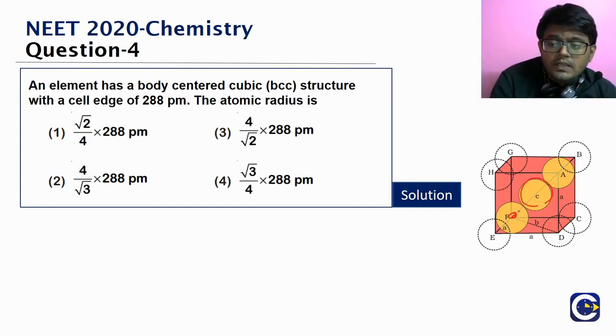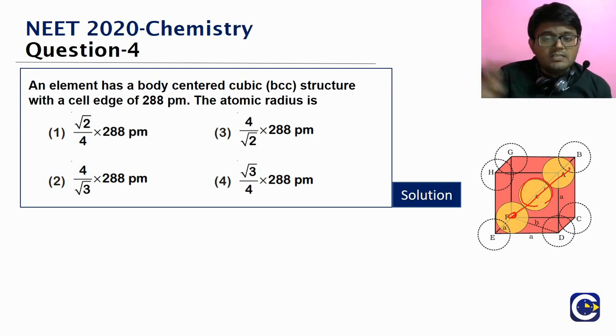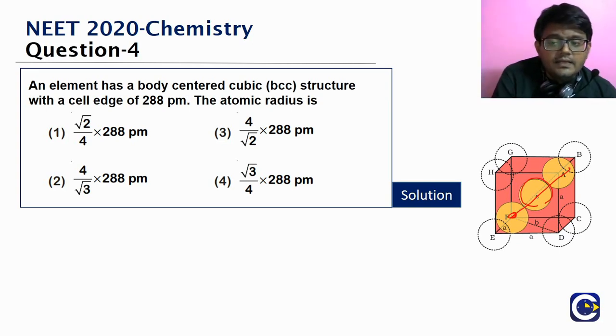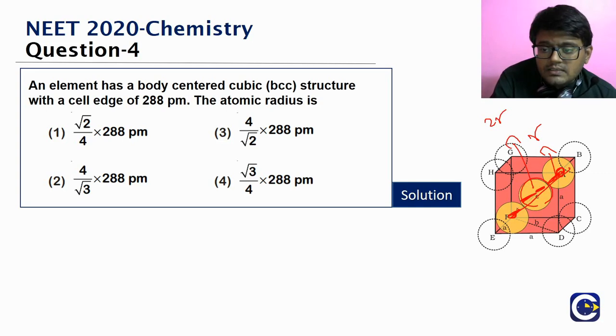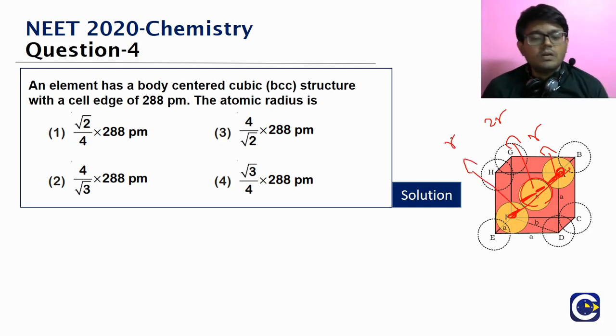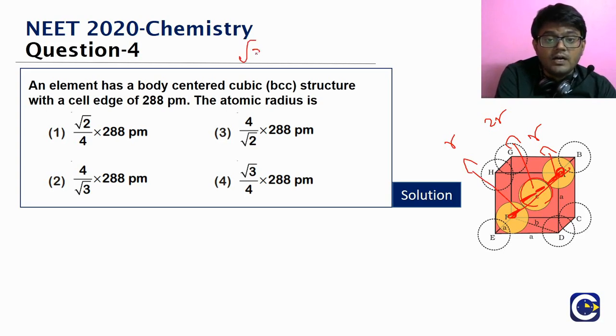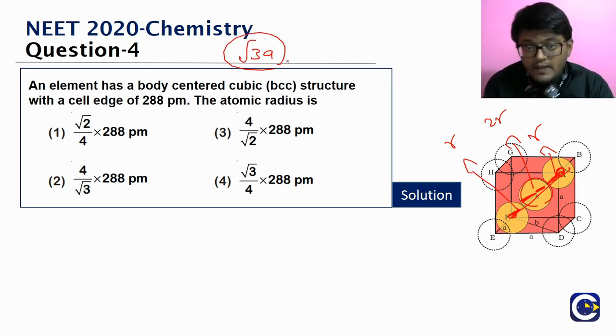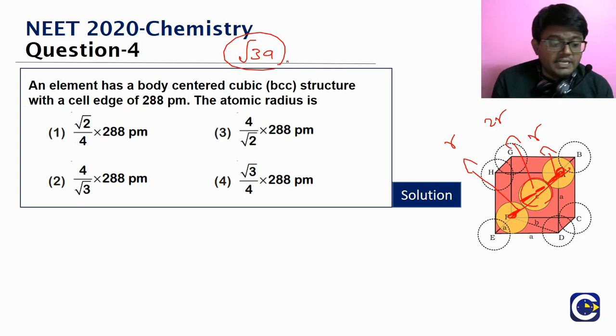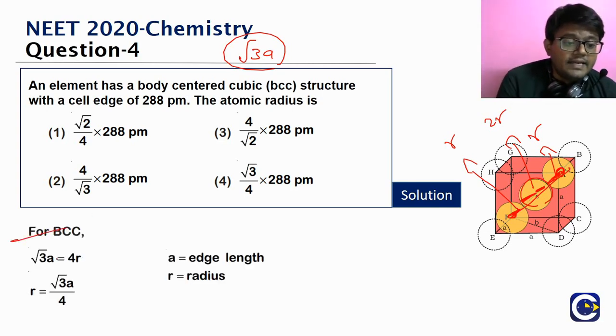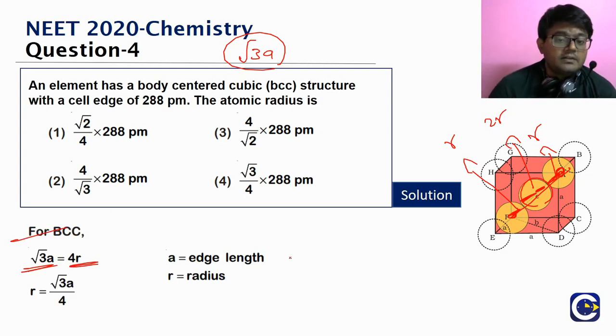If you look at any body diagonal, what is the body diagonal? The line that you draw from one corner to exactly the opposite corner. The body diagonal will be connecting the corner atom to the atom at the body center to the other corner atom. So clearly, this is R, this is the diameter, which is 2R, this is another R. What is the body diagonal of a cube? Face diagonal will be root 2a, body diagonal will be root 3a. So root 3a will be equal to 4 times R. That is the relation we have.